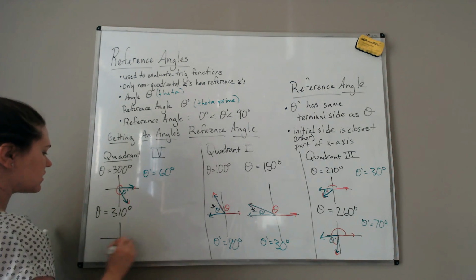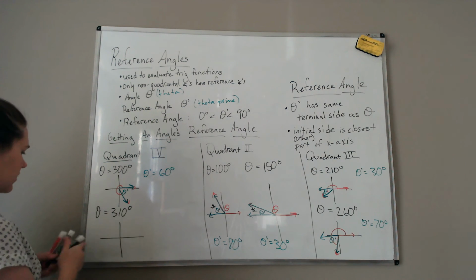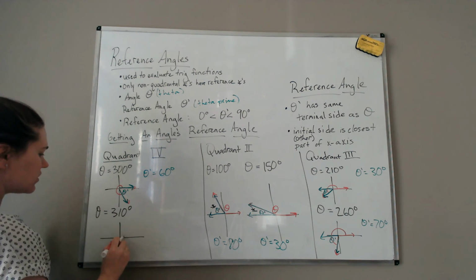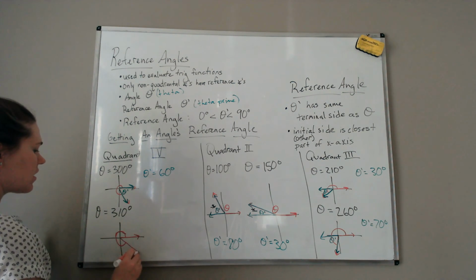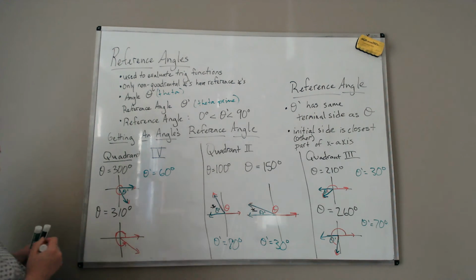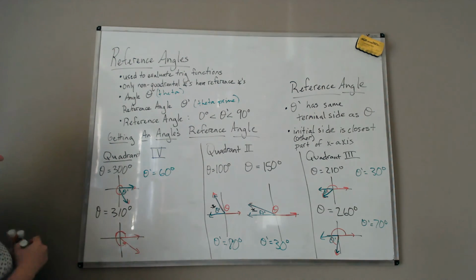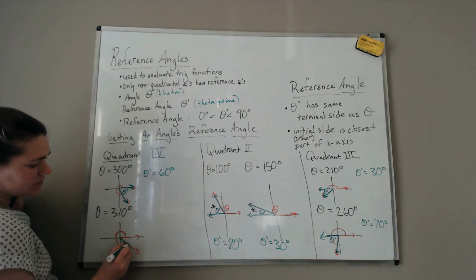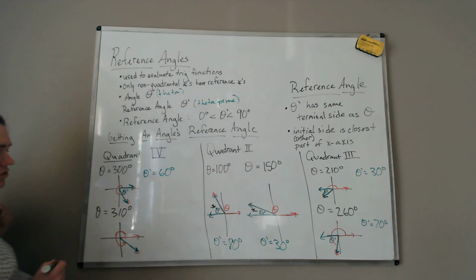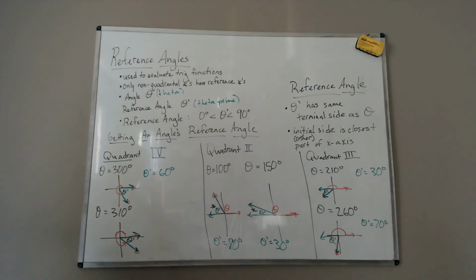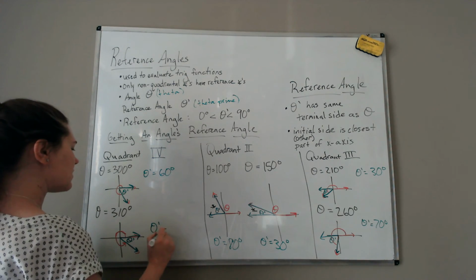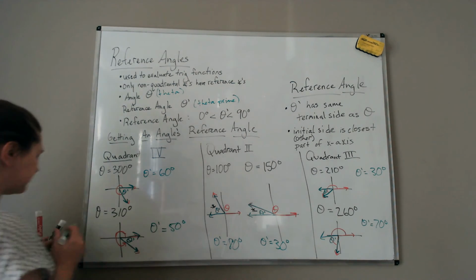310 degrees. I'm going to draw that angle, 310. So I'm going to go around from the initial side, right about here. That's 310 degrees. The reference angle of 310 degrees is found the same way, because you draw your terminal side, and the closer x-axis is the positive. So that rotation between those two, what's that going to be? Theta prime is 50 degrees.